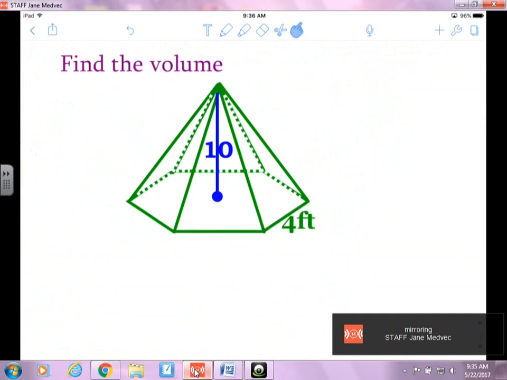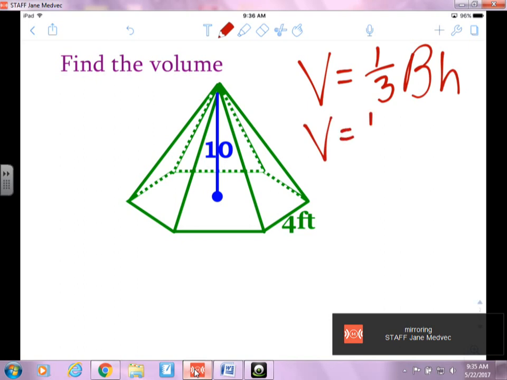It says to find the volume, and you'll notice that the base is a hexagon. So it's going to be a little bit more difficult than, say, the regular pyramid. So I'm going to go volume equals 1/3 big B little h. Same thing as we did before. But this time my base is going to be a little bit more complicated. My base is going to be 1/2 AP. We've got to find that apothem.